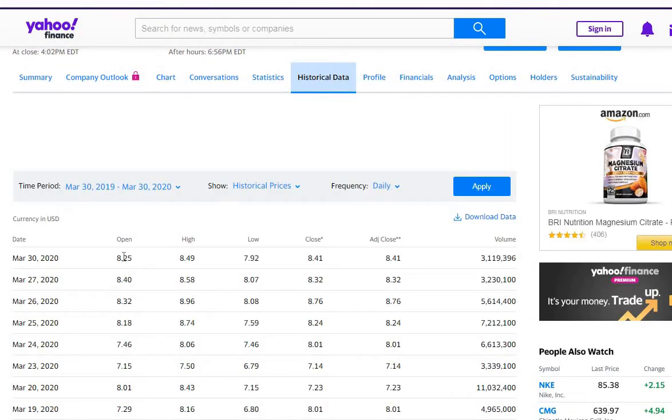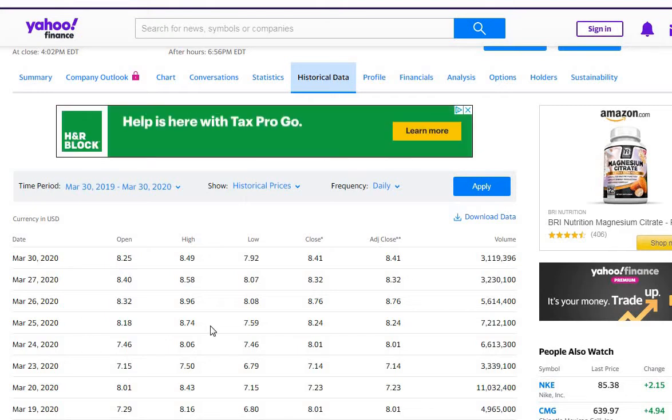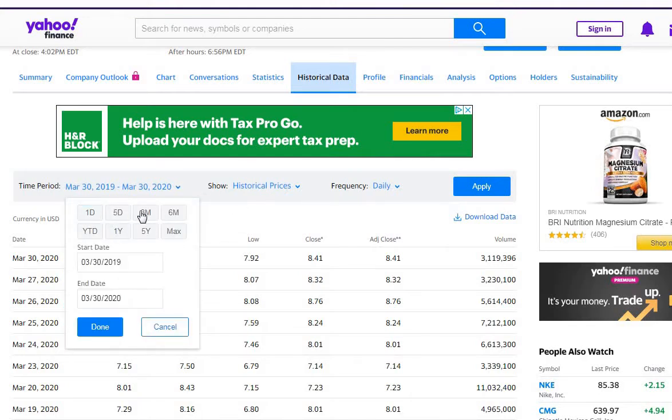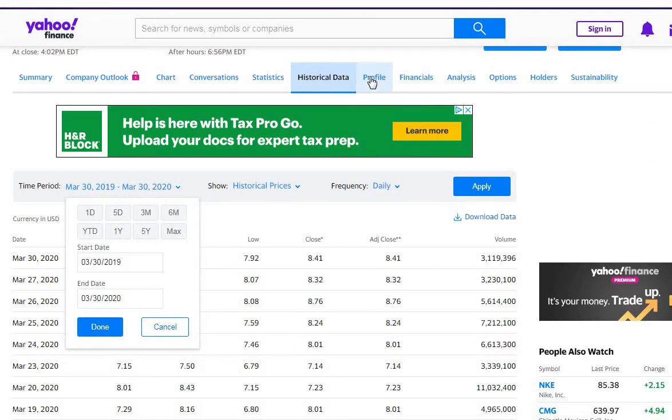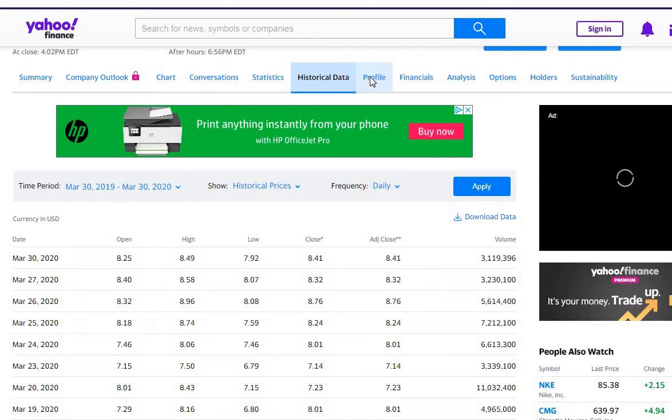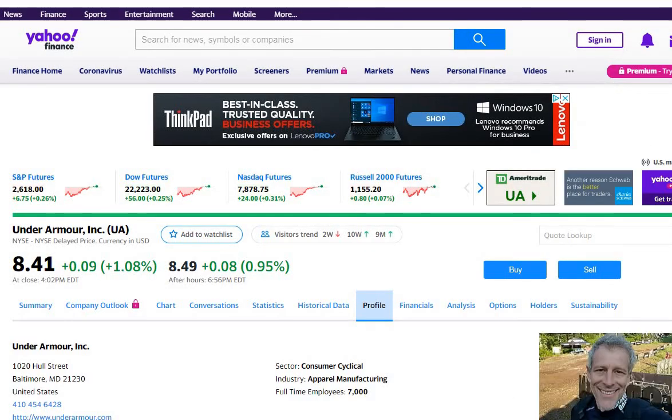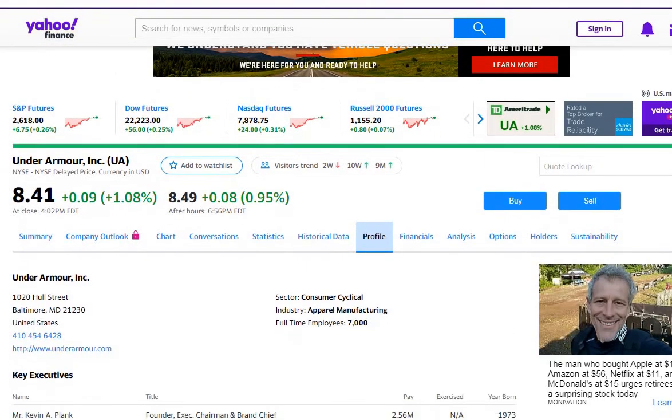So let's go to historical data. What this is showing you is each day's high and low, so you can get an idea of what this is doing for the last couple days. You can change the range to the last month, which is probably what you want to do for this project, since it's just a month's worth of data that you're looking for.